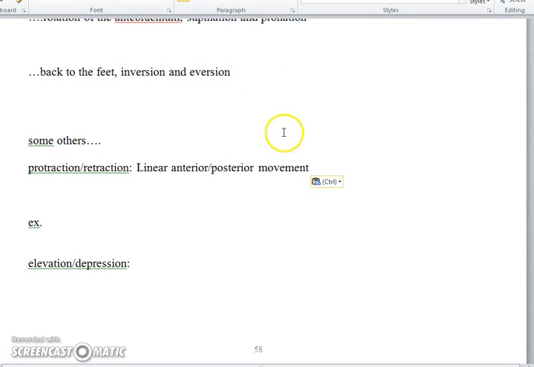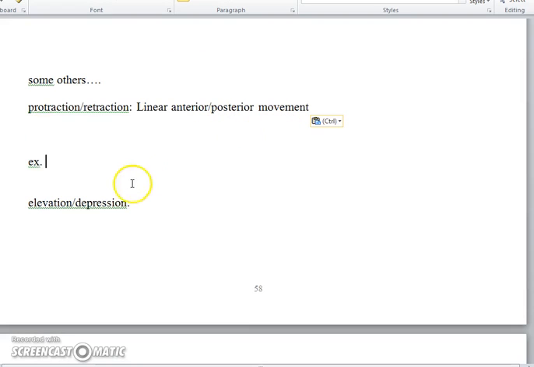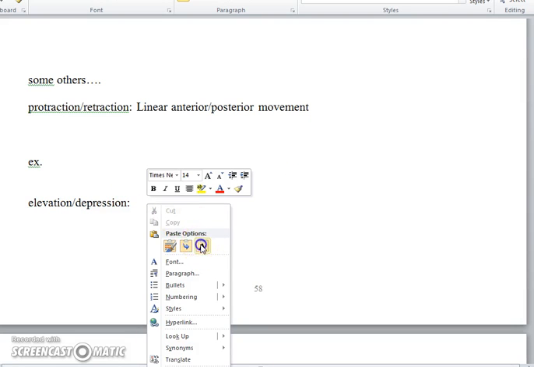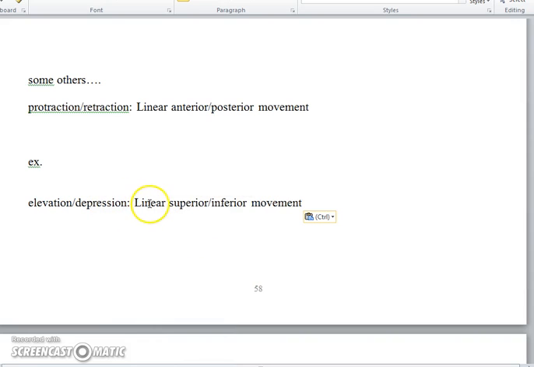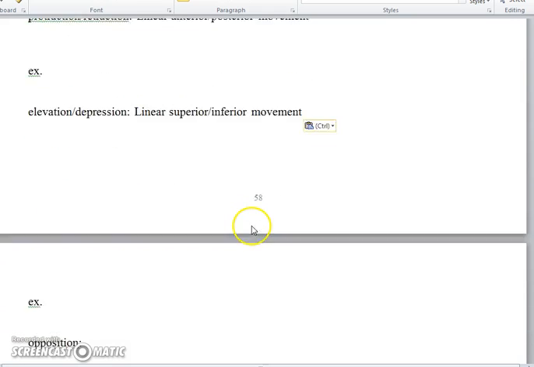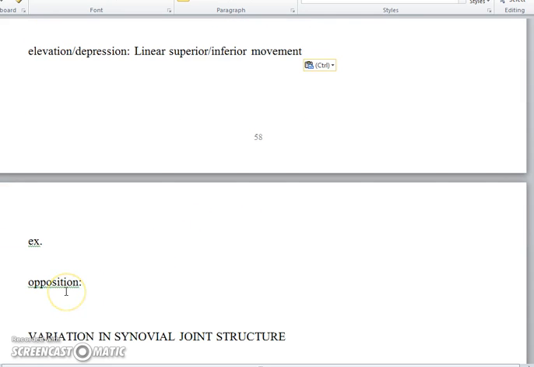All right. Here's another one for the jaw, for an example. Elevation and depression. This is also basically linear movement. I mean, it's not fancy words. Elevate and depress, up and down. Superior and inferior movement. And if you want an example for that one, the jaw is good. When you bite, when you put your teeth together, you elevate the mandible, and then you open your mouth, you depress the mandible.